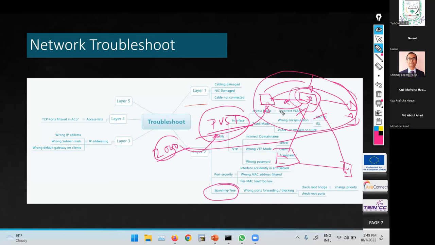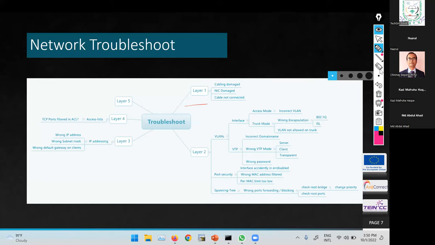So it could be for your network LAN issue, right? It can be for anything. So one by one, you have to check. As I said earlier, you have to check the network first, layer one, then layer two, one by one you have to check, right? So that's the way.